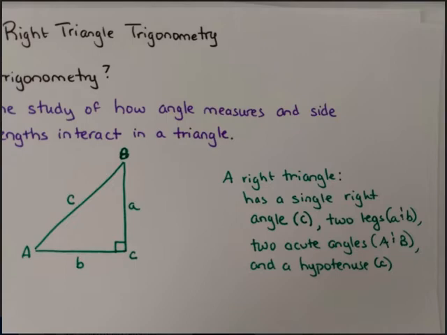So remember, a right triangle has certain key components. There's a single right angle, which is often labeled C. Two legs, these are the sides that make up the right angle, usually labeled A and B. I like to think altitude and base. And two acute angles, because these two angles here and here are sharing the other 90 degrees that make up this whole triangle. And C, the long diagonal length called the hypotenuse.